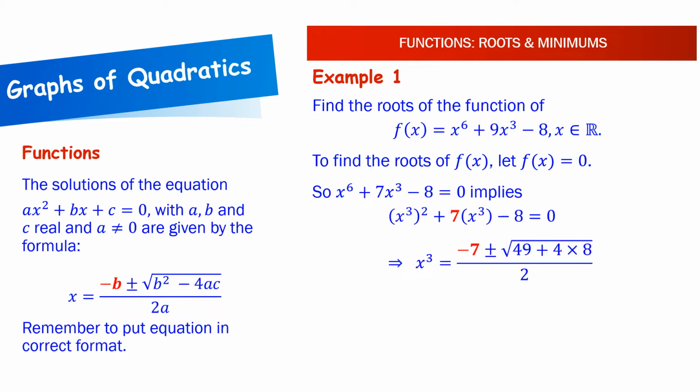So x cubed equals minus b, we've plugged in the minus b, plus or minus square root of b squared, here's our b squared, minus 4ac is 4 times 8, all over 2a, which is 2 times 1. And tidying up gives us minus 7 plus or minus the square root of 81, all over 2, which equals minus 7 plus or minus 9, all over 2.